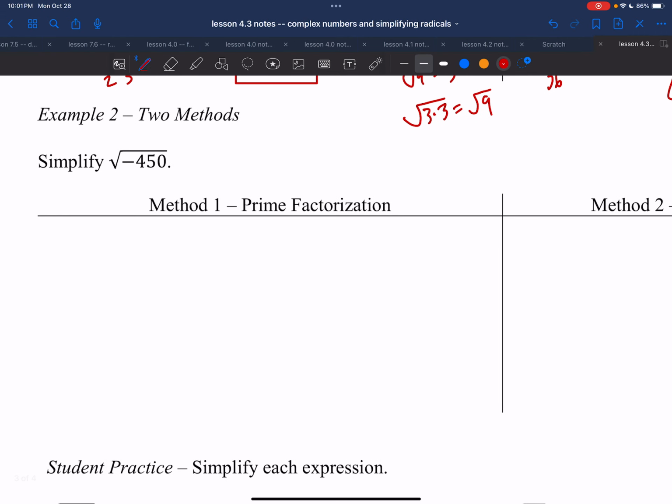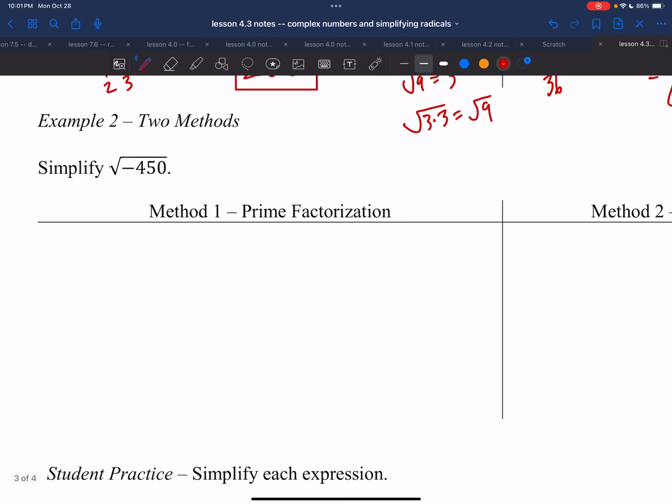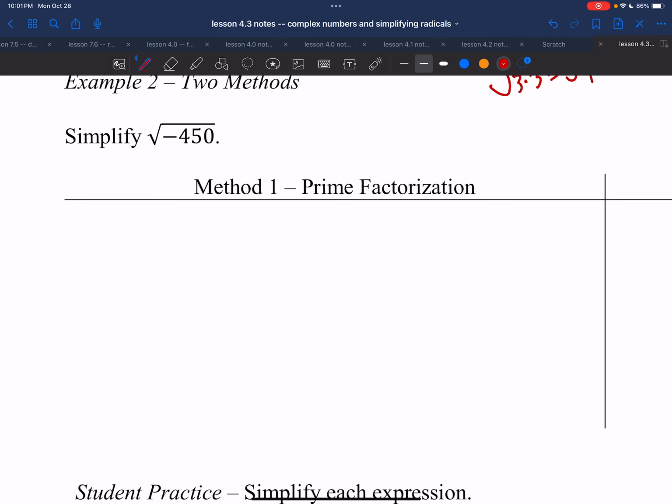Another couple examples. Here's the square root of negative 450. So the way you could do this with method 1, by the way, notice the square root of a negative. Ooh, that's interesting. So we'll just break down 450. We don't really care that it's negative too much. 450, you can break that into 45 and 10. 45 is 9 and 5, and 3 and 3. 10 is 2 and 5.